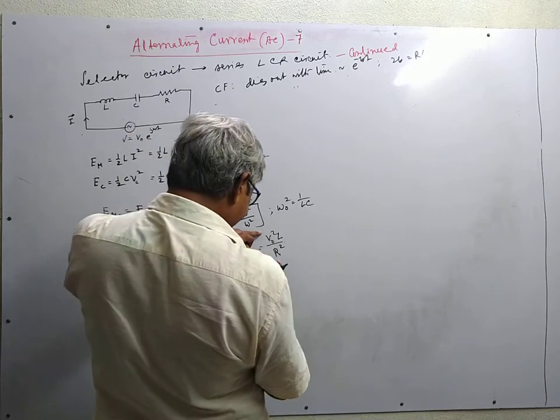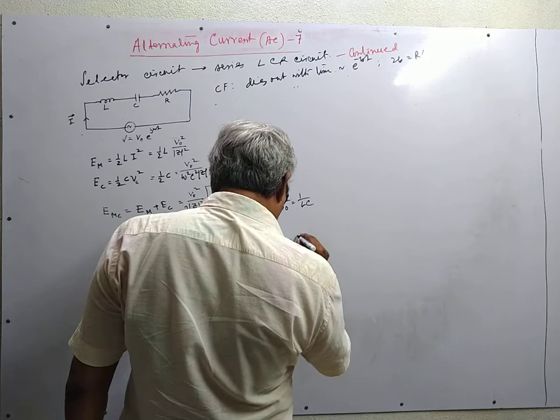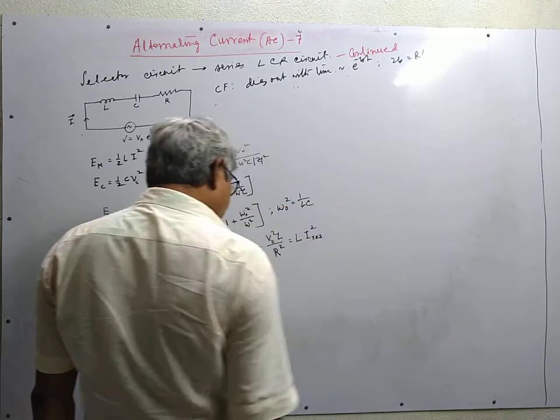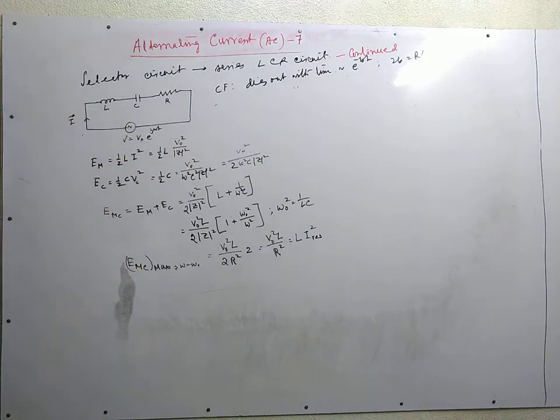This is L times I, the current at resonance. V0 by R is the RMS current at resonance, and this is the expression.